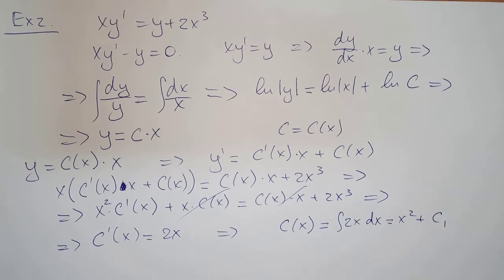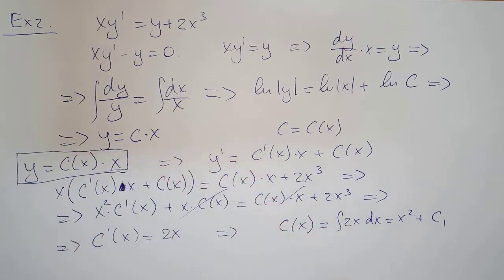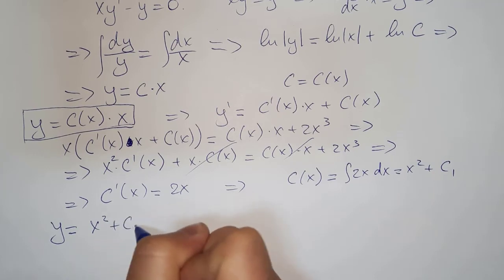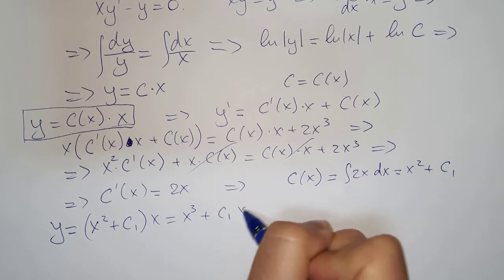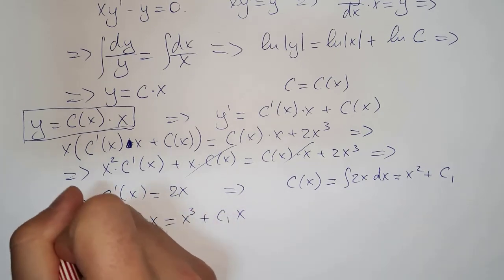Now c1 is any other arbitrary constant. So now our general solution is y equals c of x times x. Now just replacing c of x, we have here y is x squared plus c1 times x, or x cubed plus c1 x. This is the general solution of our given equation.